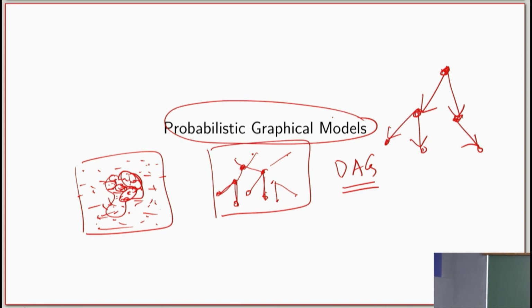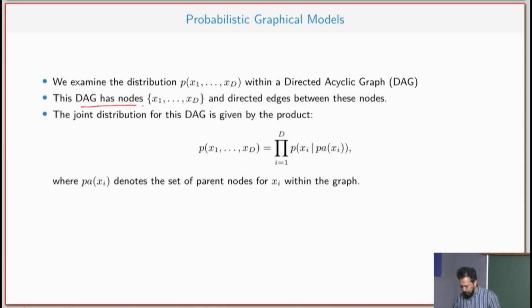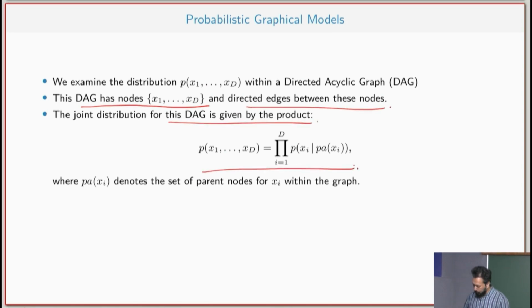Sometimes you assume some latent variables and then you integrate out the latent variable. So these things will come, but this was considered to be the modeling thing initially. So we examine the joint distribution, obviously, of x1 to xd within a directed acyclic graph. The DAG has nodes x1 to xd and directed edges between these nodes. Then the joint distribution of the DAG is given by this. So we are trying to understand the joint distribution.